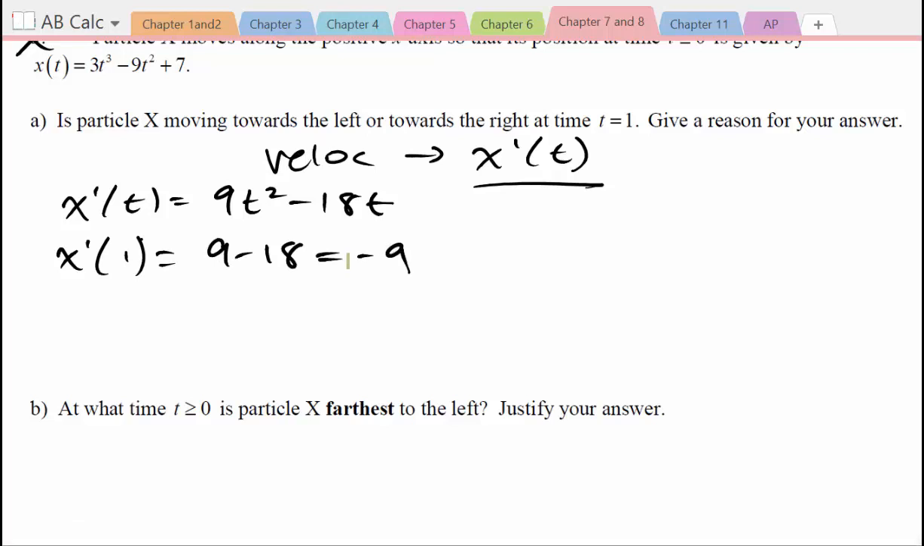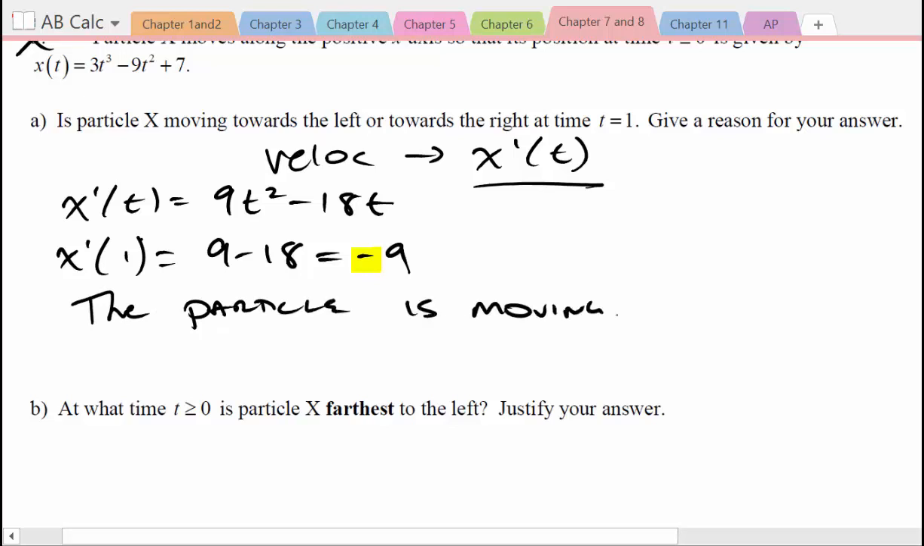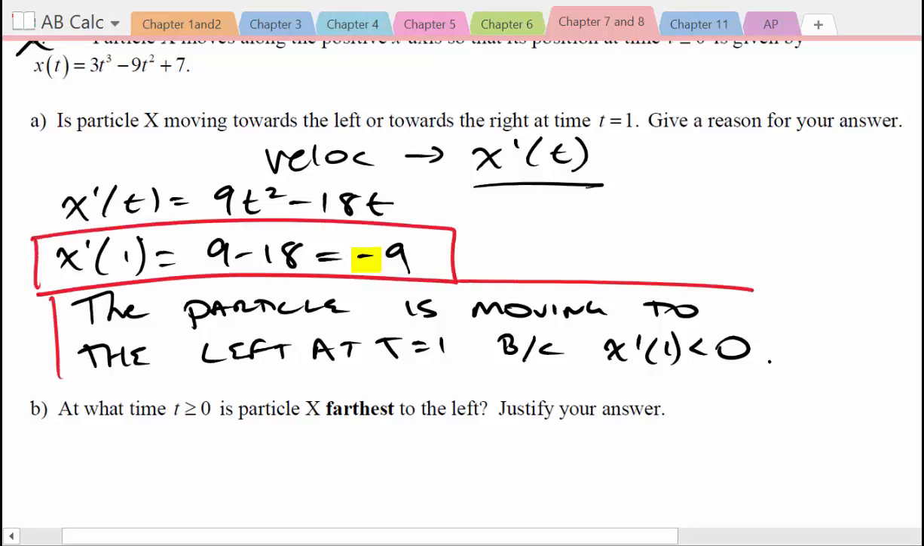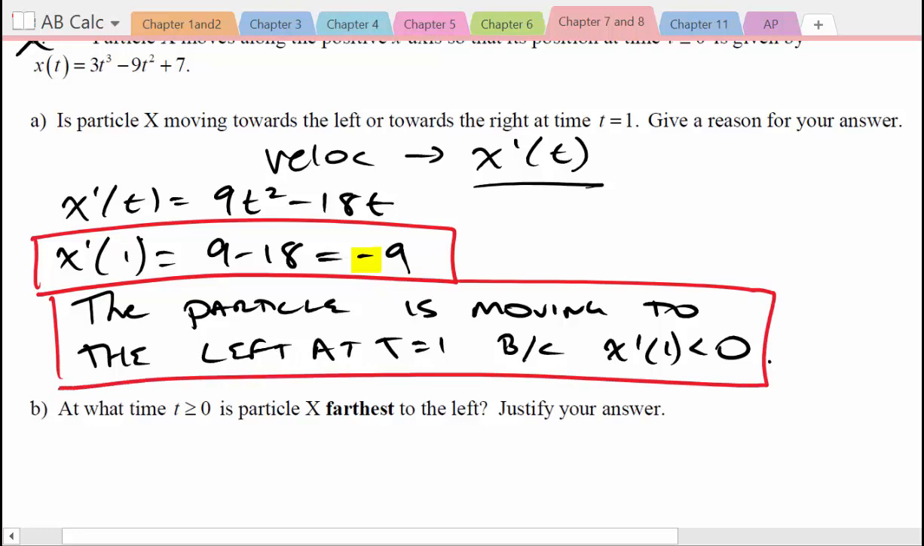We notice it is negative, so therefore we will say the particle is moving to the left at t equals 1 because x prime of 1 is less than 0. That is it. You will get 1 point for having that x prime of 1 equals -9, and then 1 point for the justification.